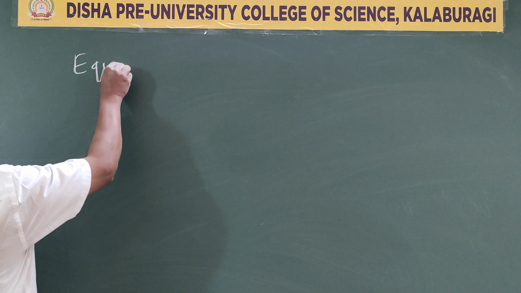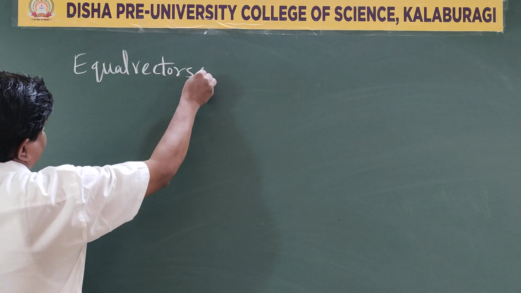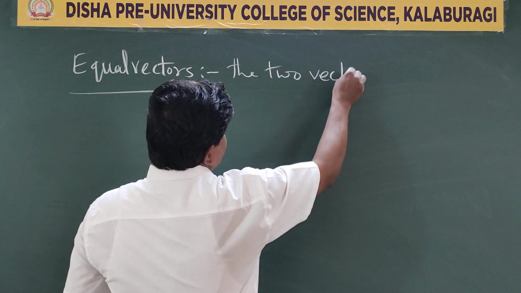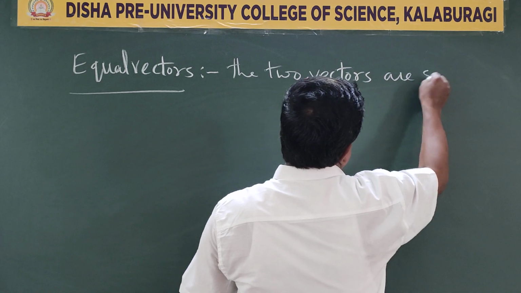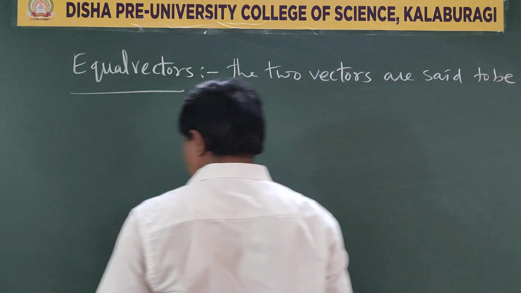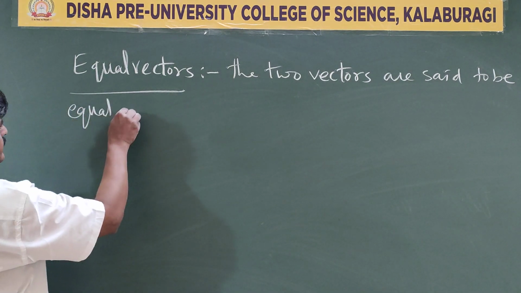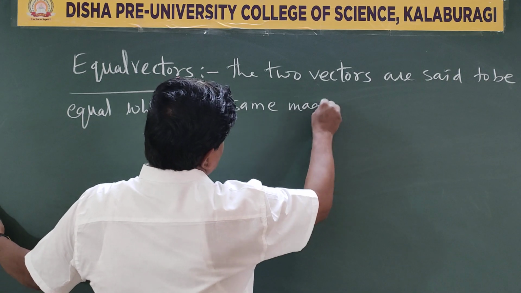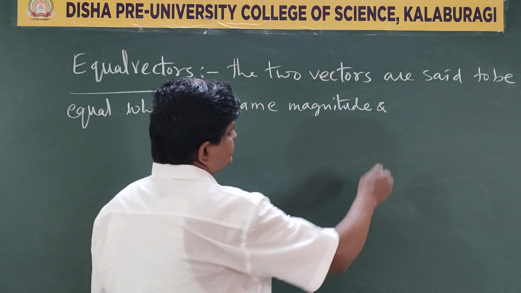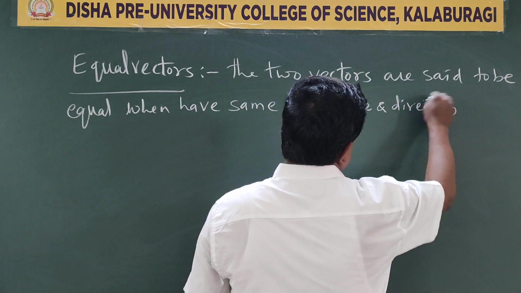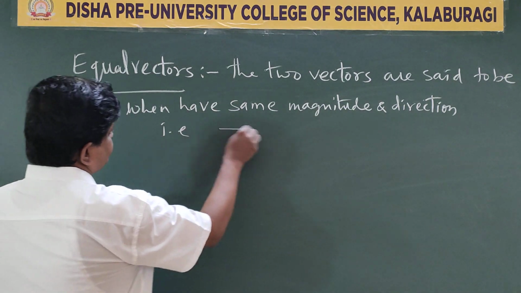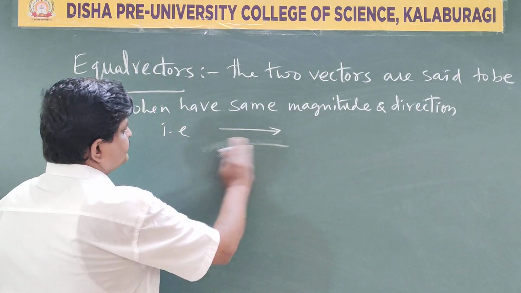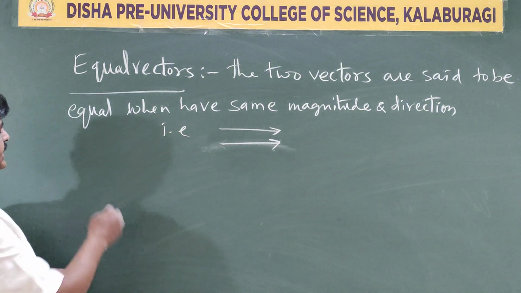Now we move on to equal vectors. As the name itself indicates, when could vectors be equal? Two vectors are said to be equal when they have the same magnitude and direction, like this. Both the length, which corresponds to magnitude, and the direction are the same. You have to draw. Sorry. These are the equal vectors. Agree?